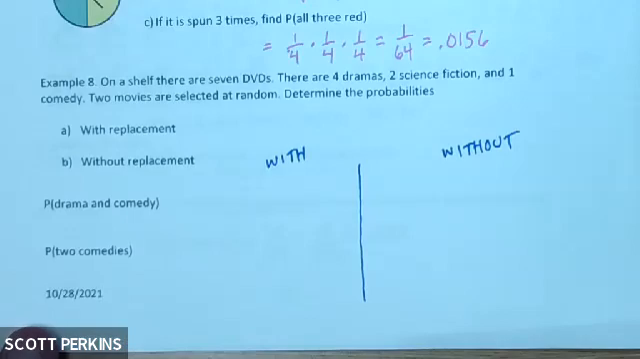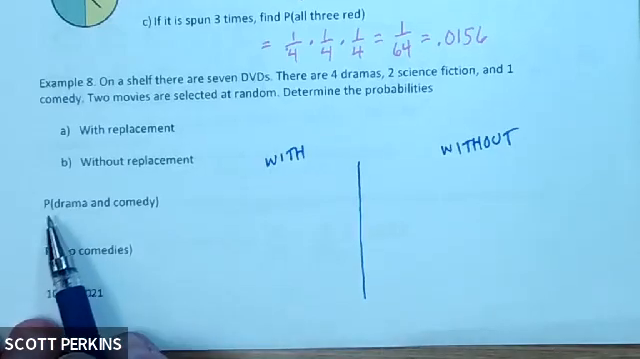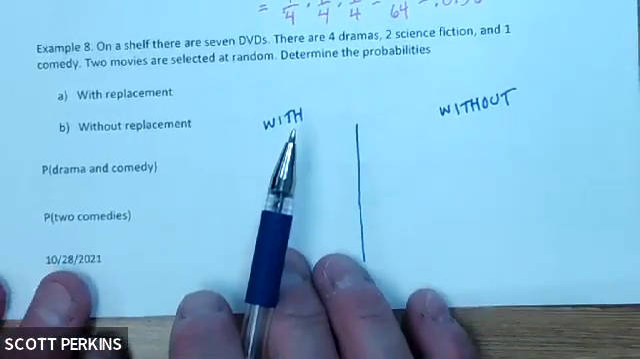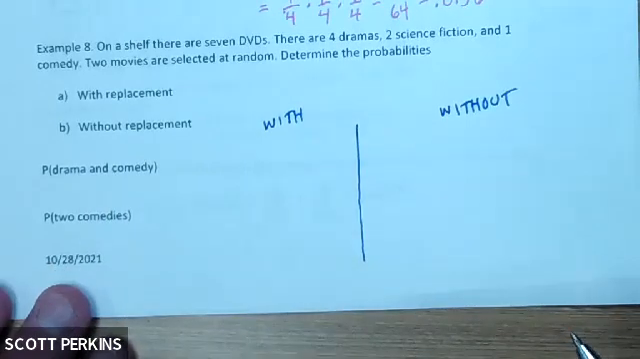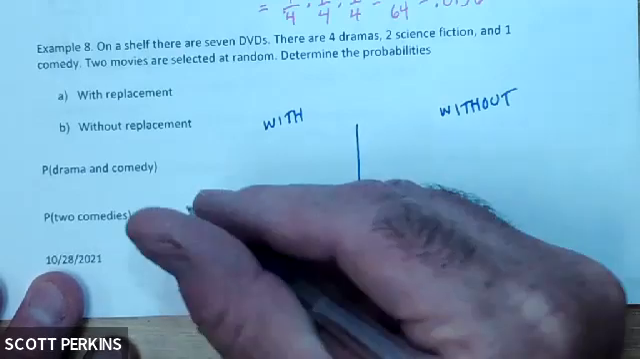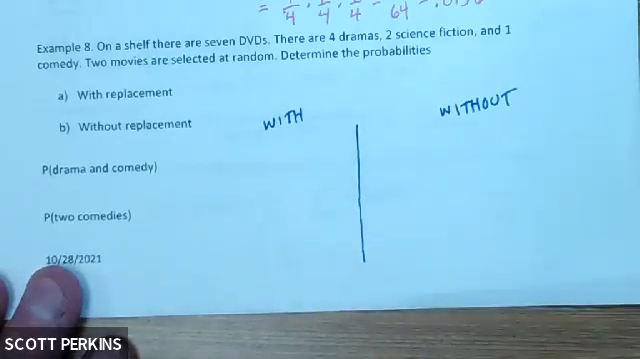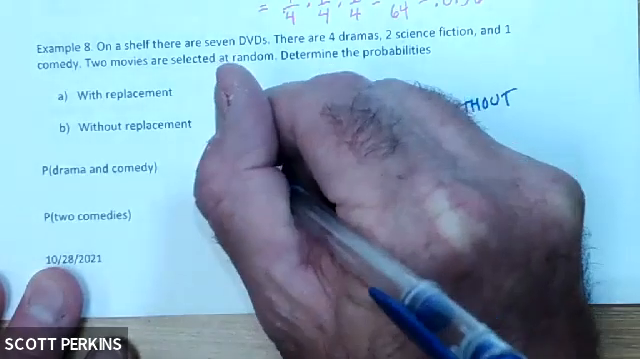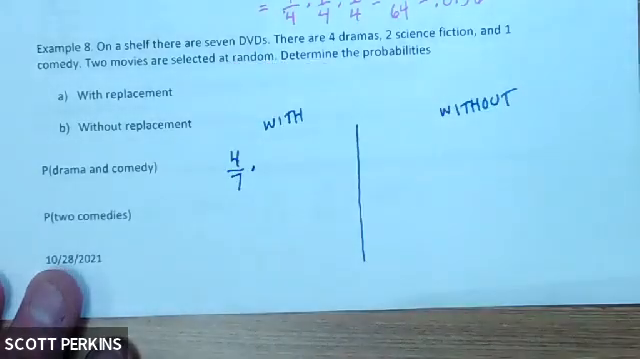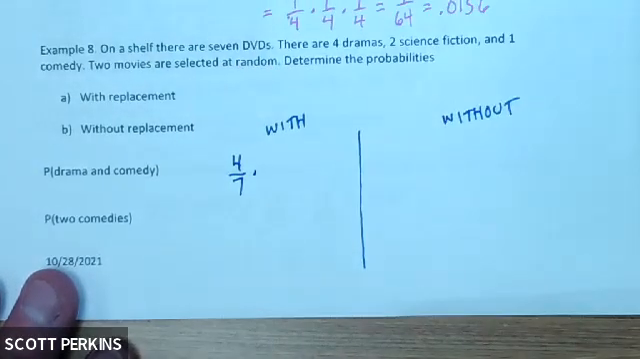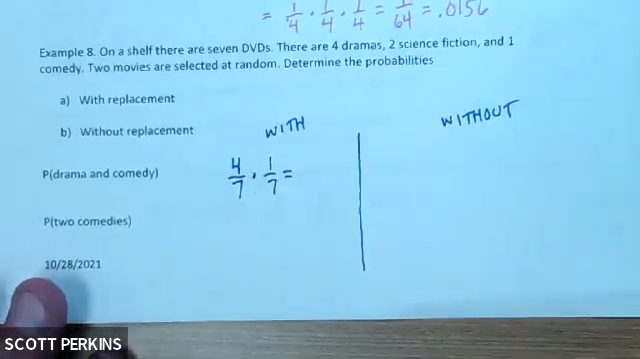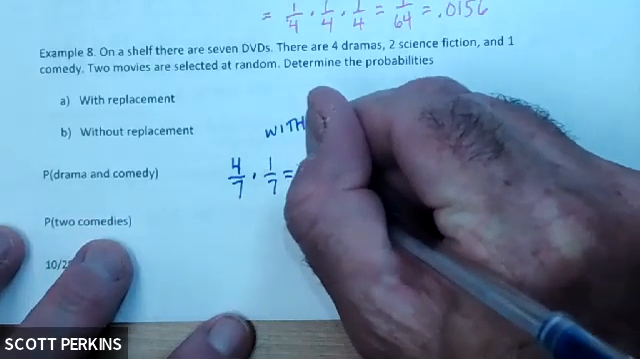All right, so the first time I go through this, I'm going to do this with replacement. So first I want to find the probability of a drama and then a comedy. So when I reach my hand onto this shelf, maybe I can't see where the movies are. What's the probability I come away with a drama the first time? Yep, there's 4 dramas out of 7. That's great. Times, well, maybe I didn't want to watch a drama, so I put it back up on the shelf. Now, what's the probability the second one comes out a comedy? Okay, 1 out of 7. Great. So that's 4 chances out of 49. And rounded to the 4th decimal place, that's 0.0816.